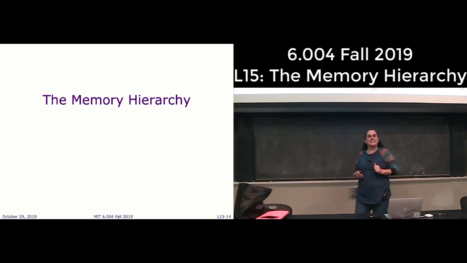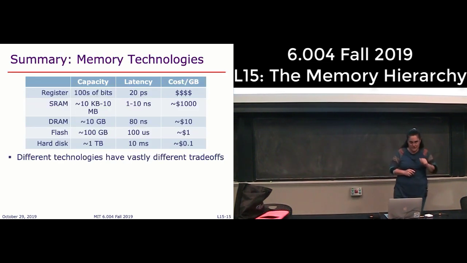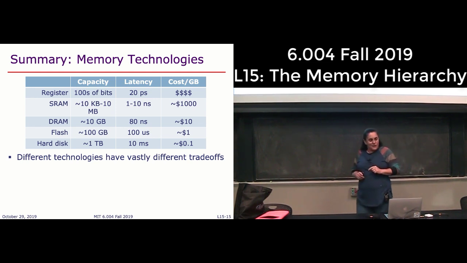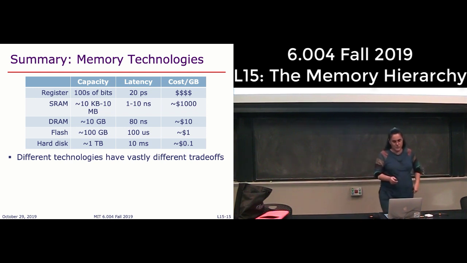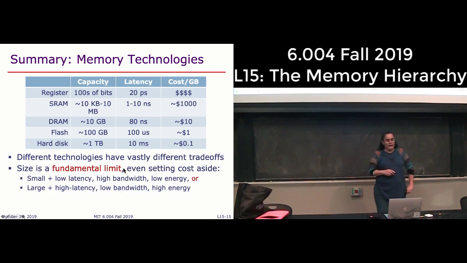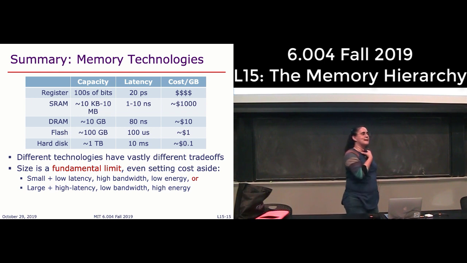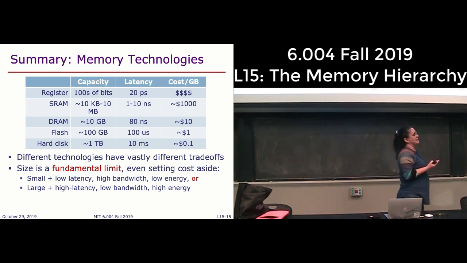So now, let's see how we go about using these different technologies. All right, so once again here, we're just reiterating the different kinds of technologies that we have, the capacity that each of them supports, and its latency. And what we notice by looking at this table is that if I want something to be fast, I have to accept that it's going to be small.